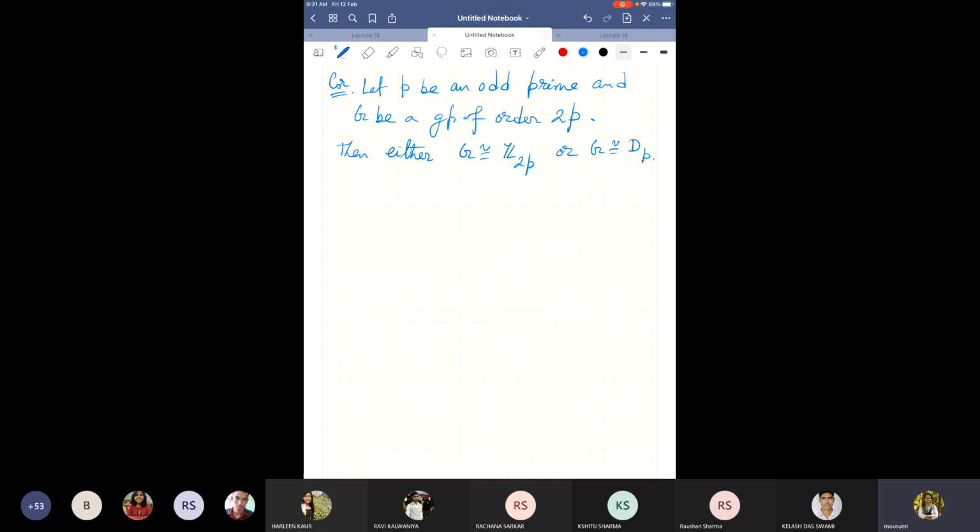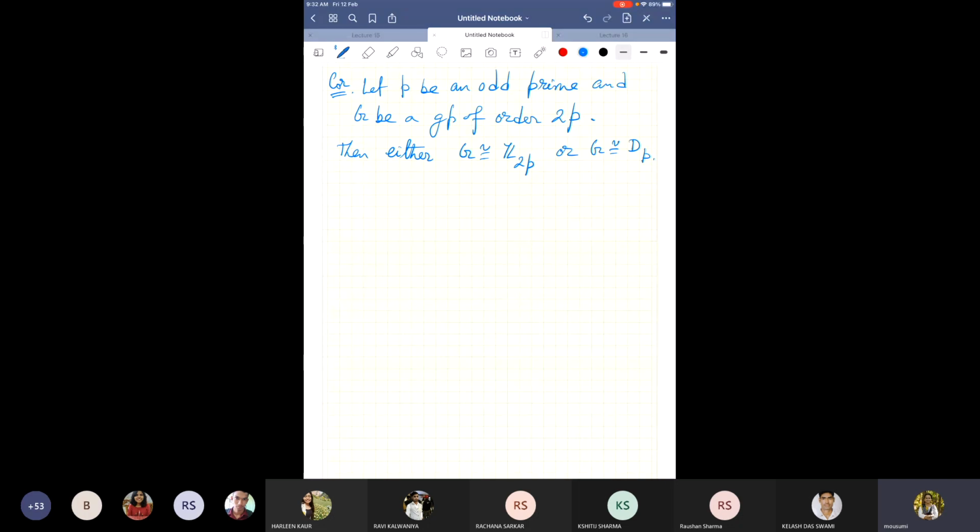So p is a prime, 2 is another prime. So it is just a product of two primes. And we have already discussed the general case, the product of two primes p and q. In that case, we have seen there are two choices, right? So here I am specifying one of the primes to be equal to 2. Then in that case it will be either the cyclic group or the dihedral group, because this dihedral group we already know.